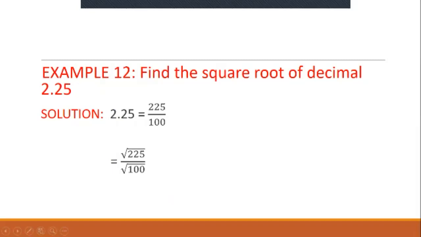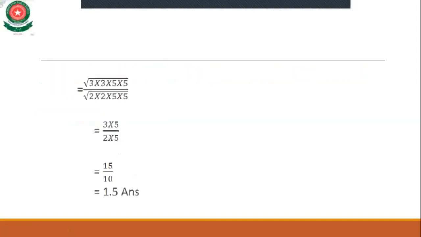Next step is we take the square root of the numerator as well as the denominator. Square root of 225, square root of 100. Now in the next step, we will make the factors. The factors of 225: 3 3s are 9, and 5 9s are 45, 5 45s are 225. These factors are found by using the LCM method.